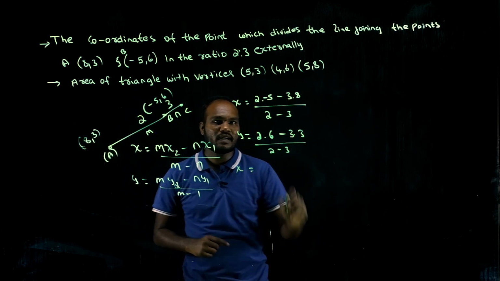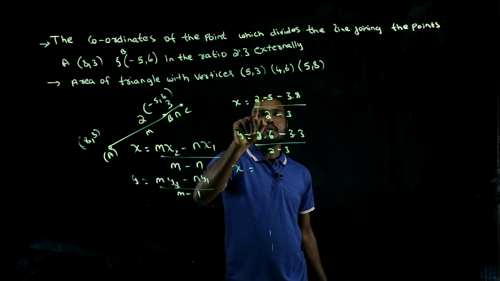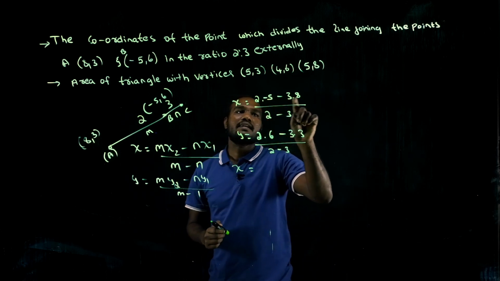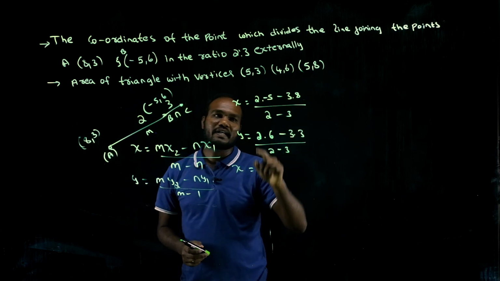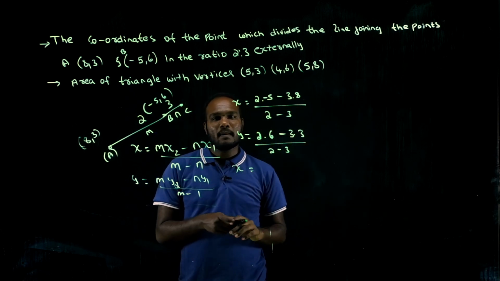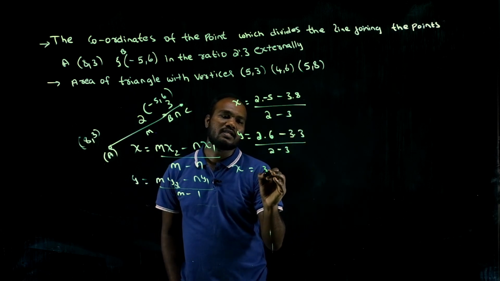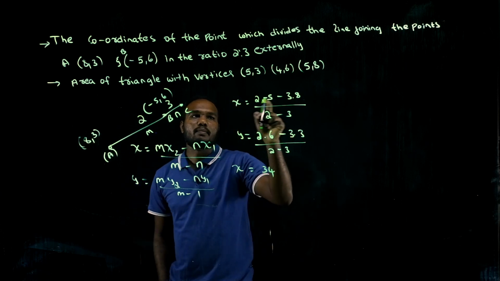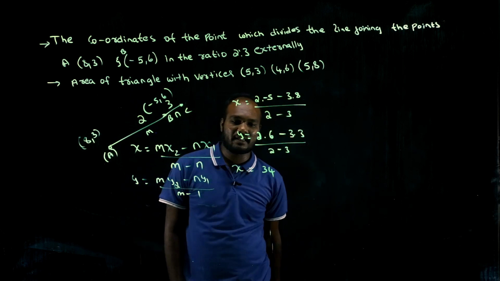So what do we get x value as? X value is 3. 2 into minus 5 is minus 10, minus 10 minus 24 is minus 34. Minus 34 divided by minus 1, that is 34. Is it correct? So minus 10 minus 24, 34.